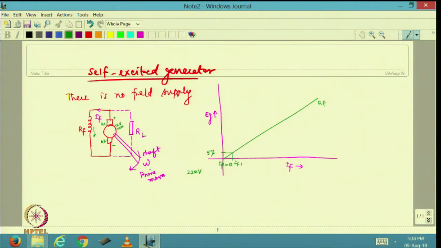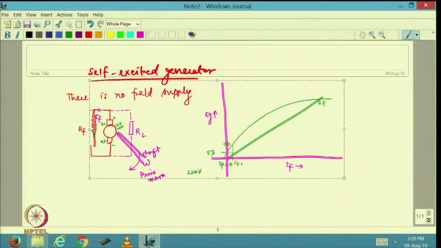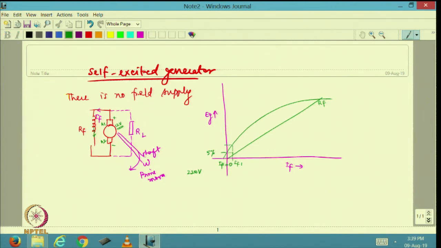Now, if I try to draw the OCC of this machine, maybe the OCC will be somewhat like this. This is going to be the OCC of this machine. So, corresponding to If1, I am going to have a higher voltage generated. The voltage generated is going to correspond to this value. Let me take some values directly. This is 12 volts. This may become as high as 24 volts. So, 24 or 25 volts have been generated.